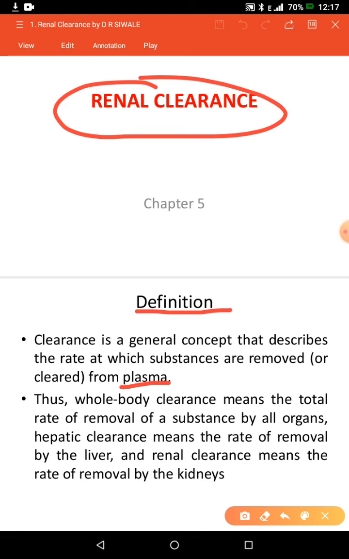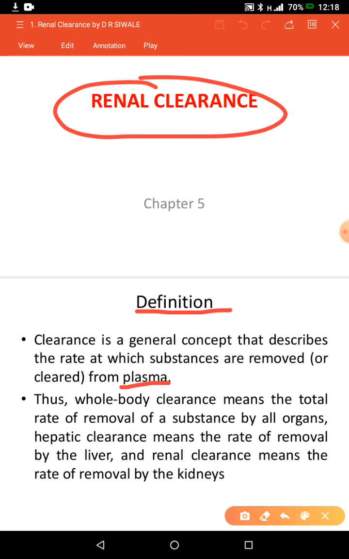So the concept of renal clearance should be understood just from the beginning, because we apply it in many areas of renal physiology. By definition, renal clearance is the volume of plasma which is completely cleared of a substance by the kidneys per unit time. Let me repeat: renal clearance is the volume of plasma completely cleared of a substance by the kidneys per unit time.